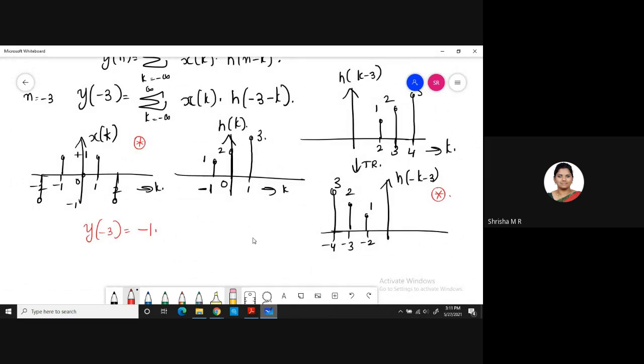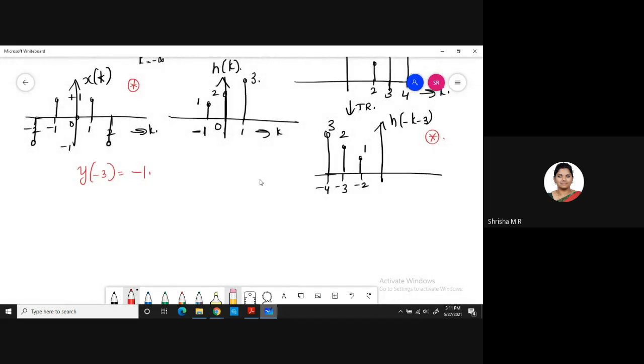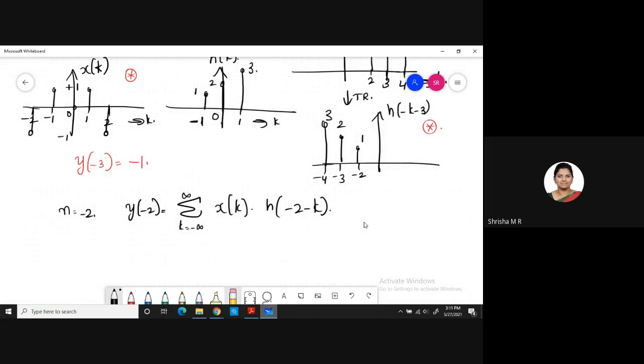Now take n is equal to -2. Same way you do. So if n is equal to -2, so what will you get? Y of -2 is equal to summation of k is equal to -infinity to infinity x of k into h of -2 minus k. Okay. So plot this h of -2 minus k. X of k you know. Plot h of -2 minus k and check the overlapping space. How will you plot h of -2 minus k?